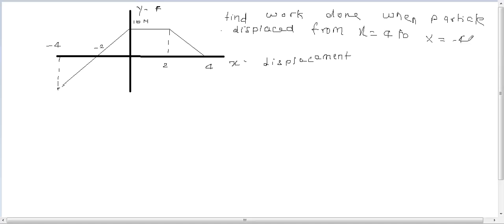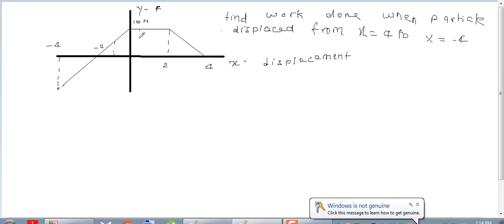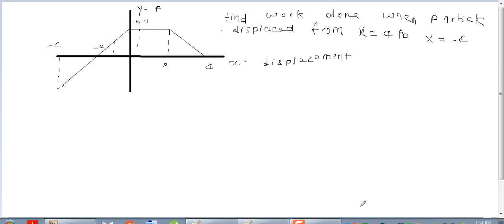Okay guys, now this is the force position diagram. This graph shows how force varies with position. At this point the force is this, at this point this is the force, and at this point this is the force. So this is the force position diagram. We have to find the work done with the help of this graph.